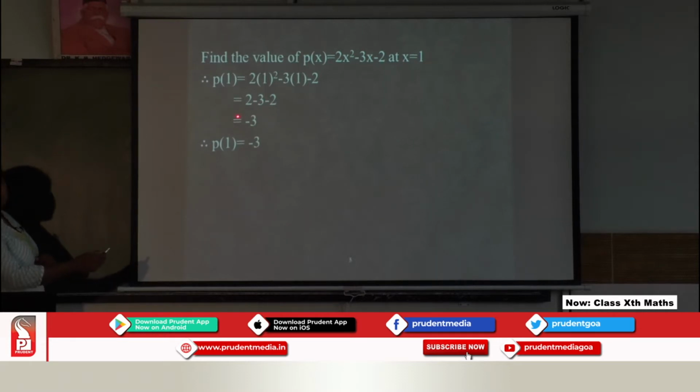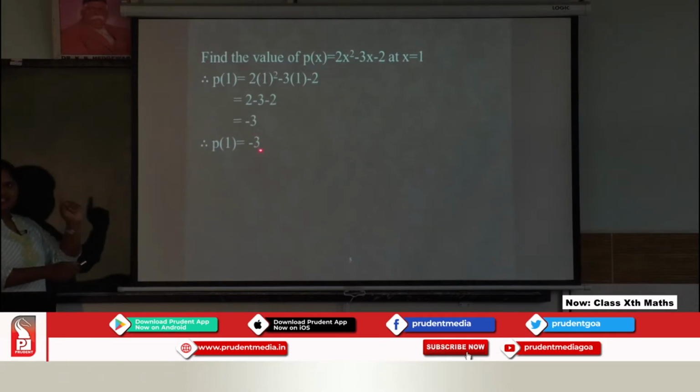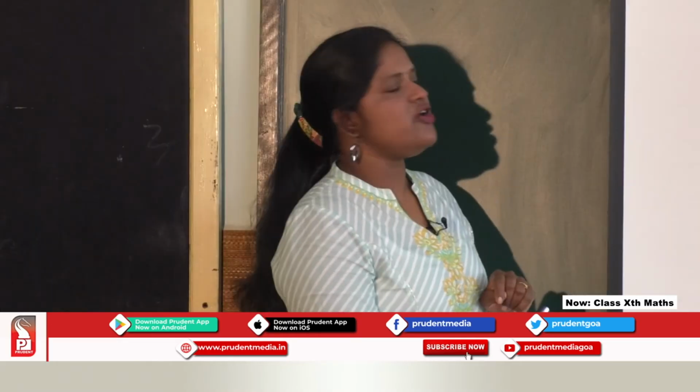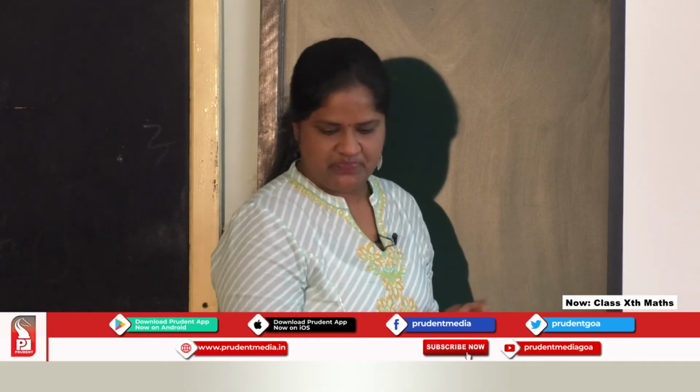So, here after calculation 2 and minus 2 get cancelled, what is left is minus 3. Therefore, P of 1 is equal to minus 3. That means, how do I read this statement? Minus 3 is the value of this polynomial at x equal to 1. That is, P of 1 is equal to minus 3.